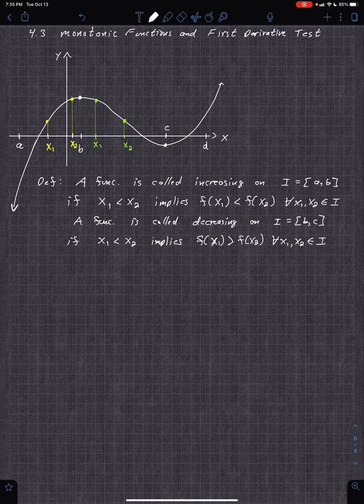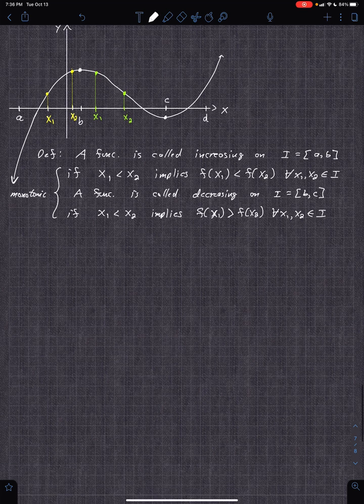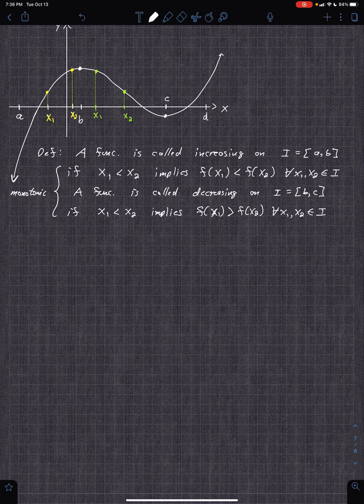All right, so if it's always increasing or always decreasing, we call that monotonic. Okay, so that's where the monotonic comes from. So monotonically increasing and decreasing means it's always doing that. All right, so that's the definition. Hopefully you've seen that before somewhere. Let's look at a theorem of how to test that. This is where the derivative comes in. So this theorem is the test for monotonic functions.